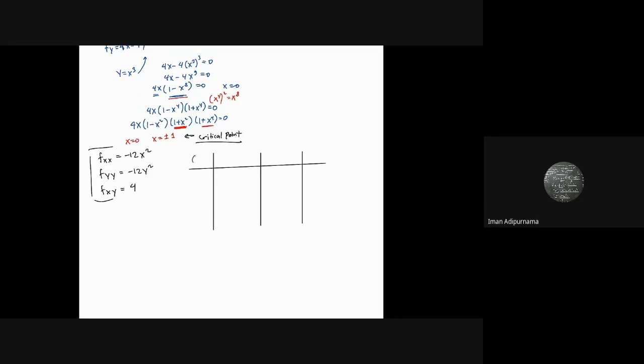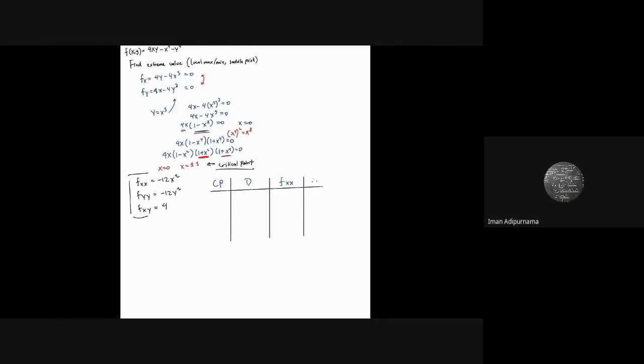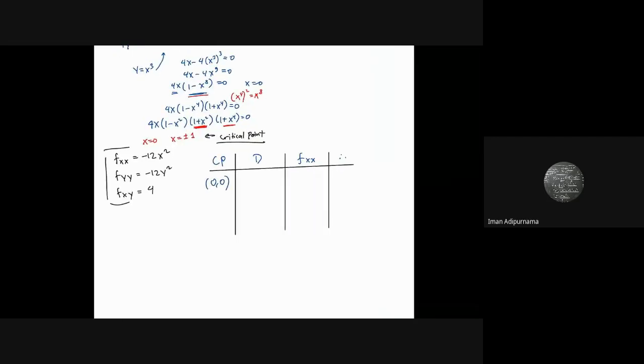What you can do is you can also write a table to make it more clear. So this is the critical point, this is D, this is the partial xx, and this is the conclusion. The critical points are 0, 0, right? And the other ones are 1, 1, and then negative 1, negative 1.